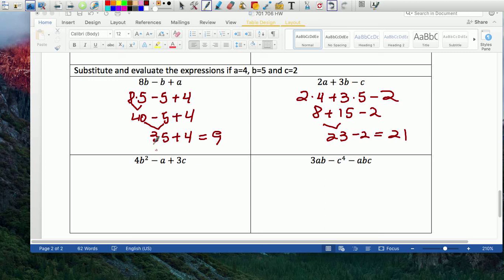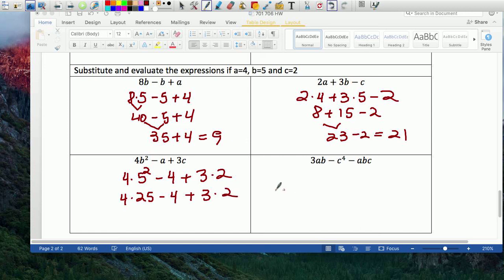Bottom here, little exponent, so let's just replace it again. So it's 4 times b, which is 5 to the second power, minus a, which is 4, plus 3 times c, which is 2. Okay, so before you do anything, let's take care of the unknown. This is my unknown, the 5 to the second power. I have to replace that with just a number. Right now it's in exponential form. So I'm going to write the 4 and change 5 squared to 25 because it's 5 times 5, and I'm just going to copy the rest.